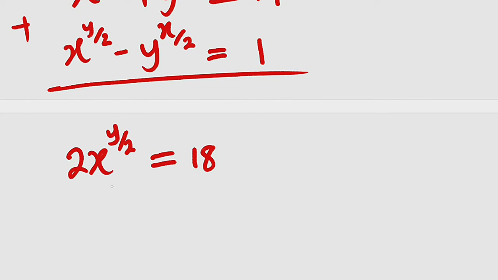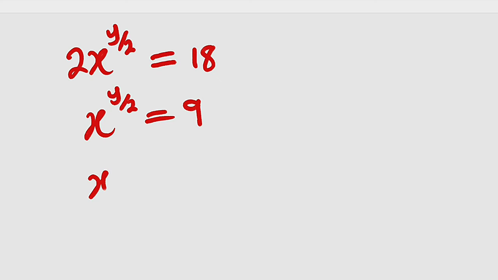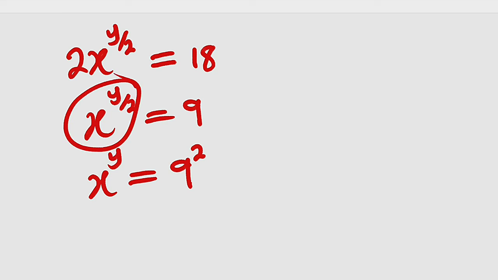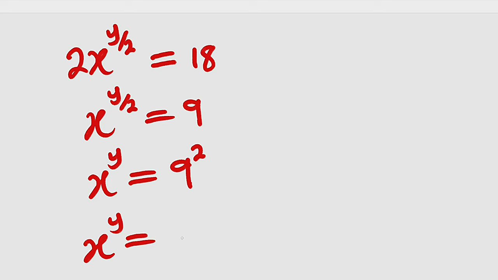And you can divide both sides by 2, such that x raised to the power of y divided by 2 is now equal to 9. If you want to get rid of this 2, you can square both sides. So x raised to the power of y will be equal to 9 squared. You square the left hand side, 2 will cancel 2, you have to square the other side. And this implies that x raised to the power of y is equal to 81.